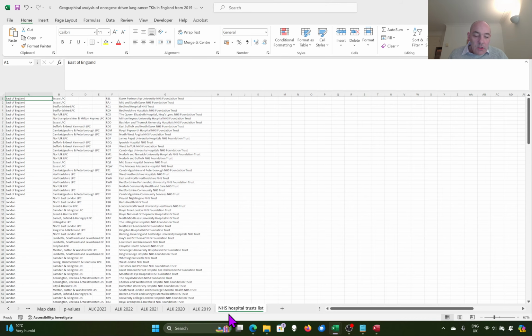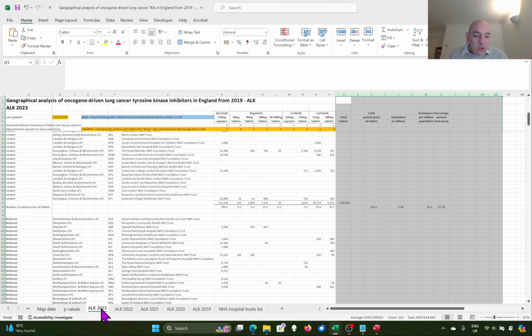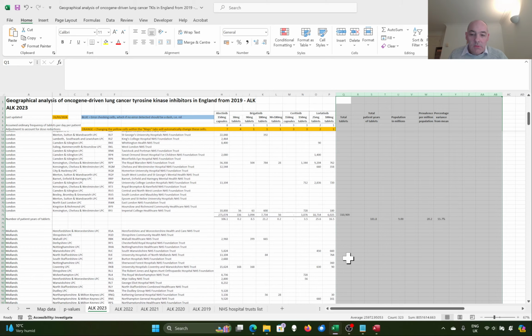time, I would have put this NHS Hospital Trust list into another tab called ALK 2024, and then over time, by copying in that data, that ALK 2024 would start to look like this ALK 2024 table.